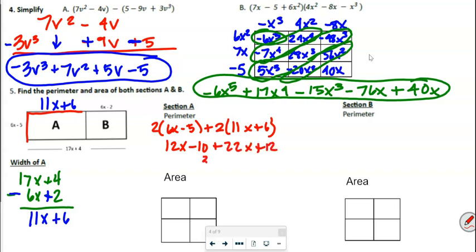So that's going to be 34, like terms right here, see that? 34x, and then we got negative 10 and 12, so that's going to be plus 2. So that's our answer for our perimeter there.